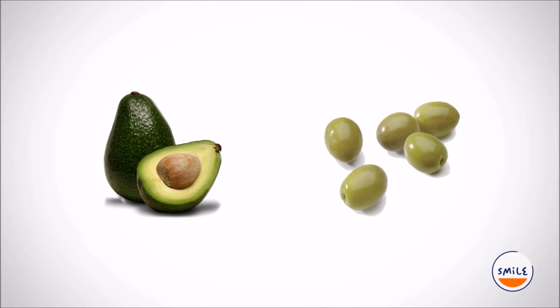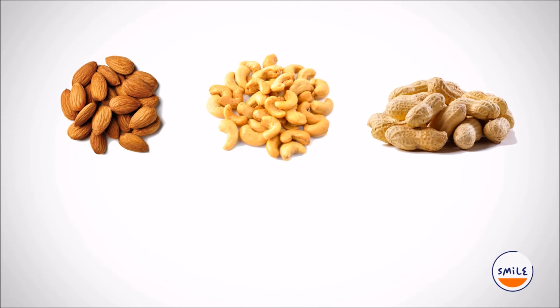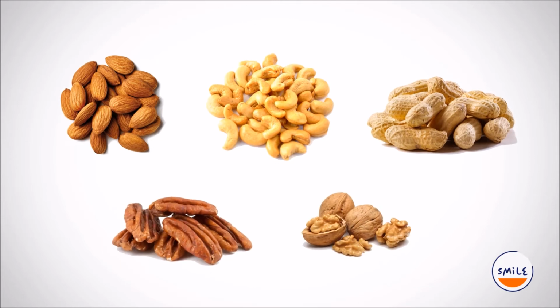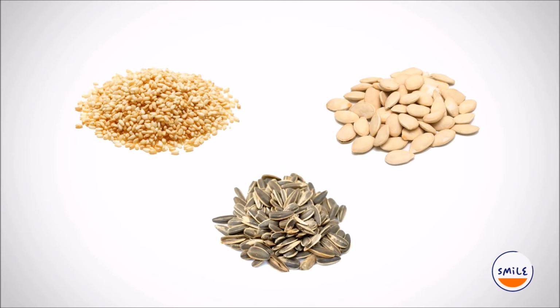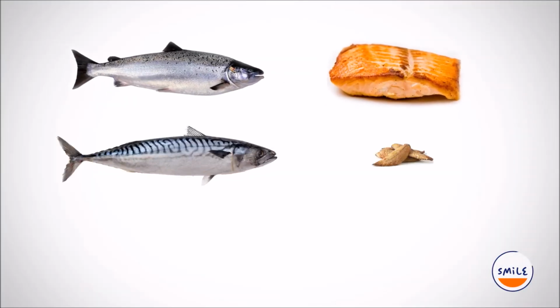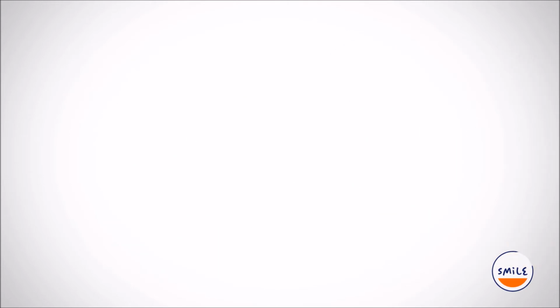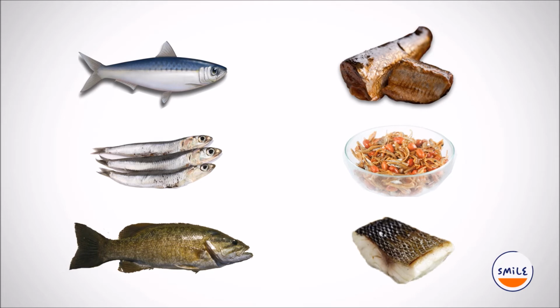Avocados and olives. Nuts like almonds, cashews, peanuts, pecans, and walnuts. And sesame, pumpkin, and sunflower seeds. Another type of unsaturated fat is omega-3 fatty acid, which is found in fish such as salmon, mackerel, cod, sardine, anchovies, and bass. These fatty acids have been shown to reduce the risk of heart disease.